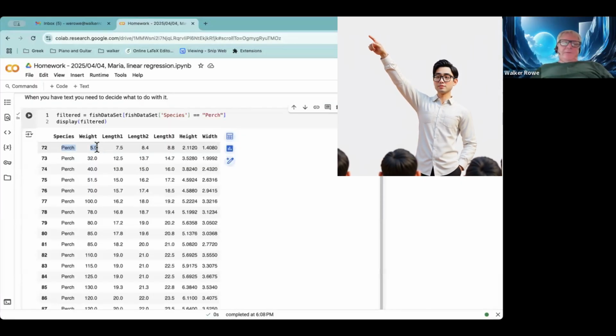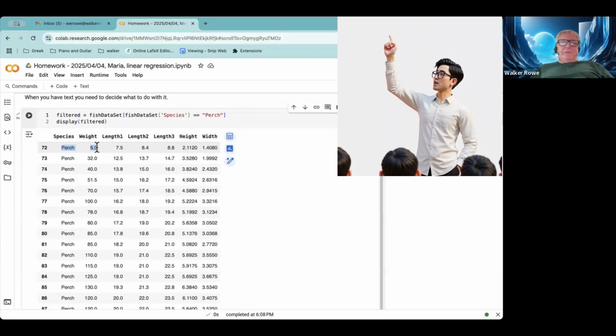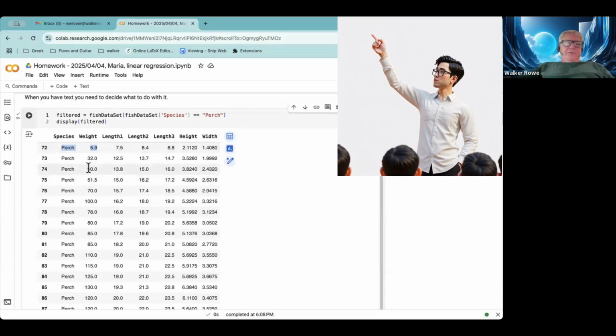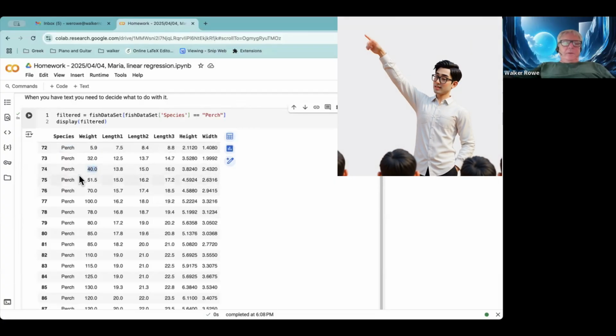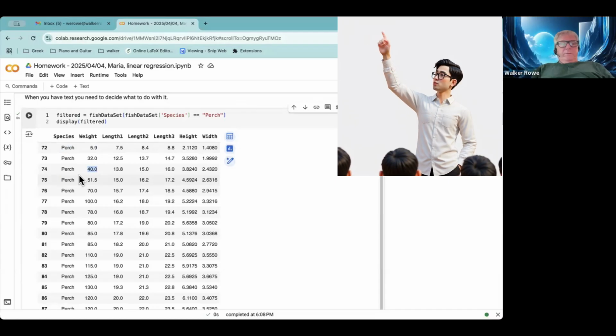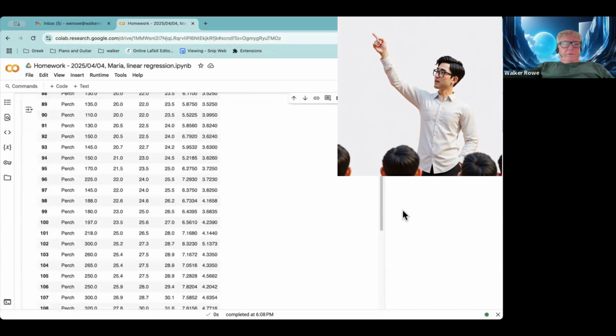That's not kilograms. I'm a fisherman, and believe me, that would be a very big perch. Look at that, that perch is a small fish. Who knows what this is? I don't know. It must be ounces. That's an American British thing.